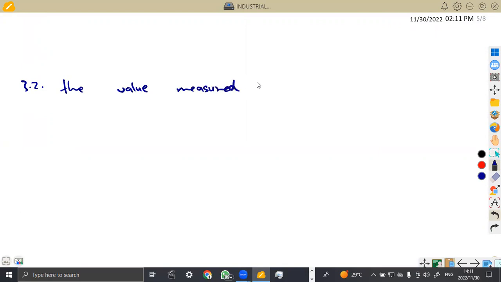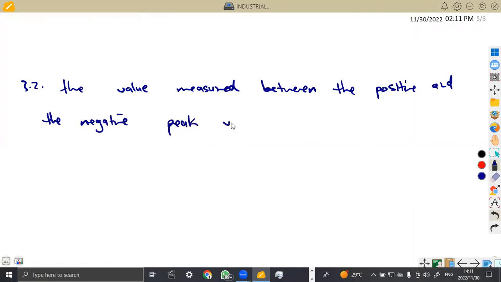That's the value measured between the positive and the negative peak values of a sine wave.